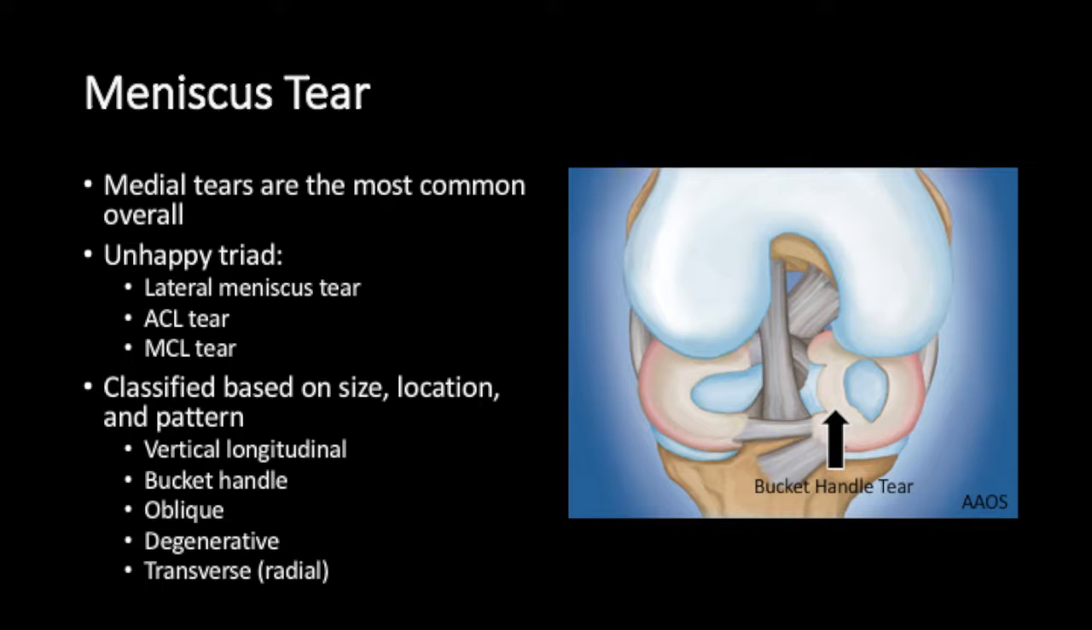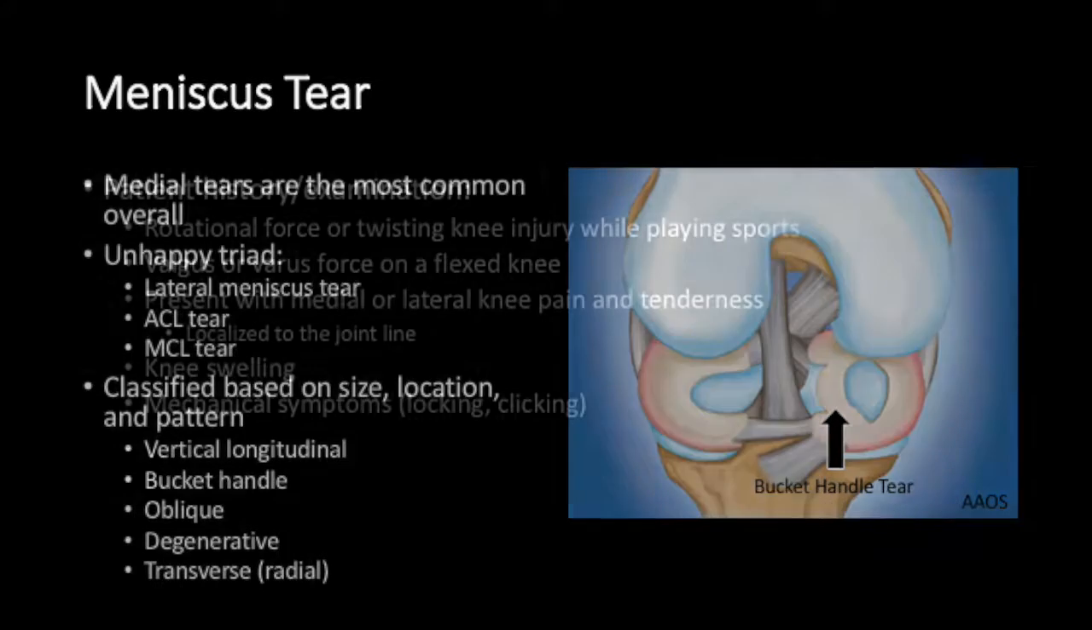Medial tears are the most common overall. There is an unhappy triad, and that involves an ACL tear, an MCL tear, and a lateral meniscus tear. The pattern of the tear is based on the size and location. There is a vertical longitudinal tear, a bucket handle, an oblique tear, a degenerative tear, and also a transverse or radial type tear. This picture here on the right shows a bucket handle tear.